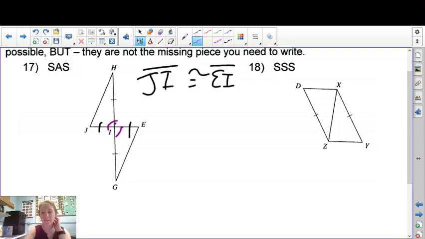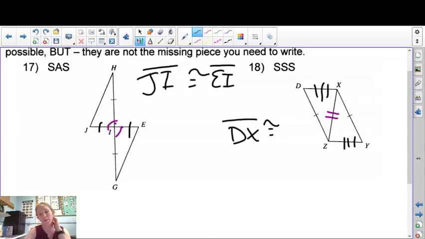Number 18, side, side, side. Hey, I've got a free mark. So what actually needs to be marked? These guys down here. So D to X is congruent to, D had the side of 1, so I need Y to Z.